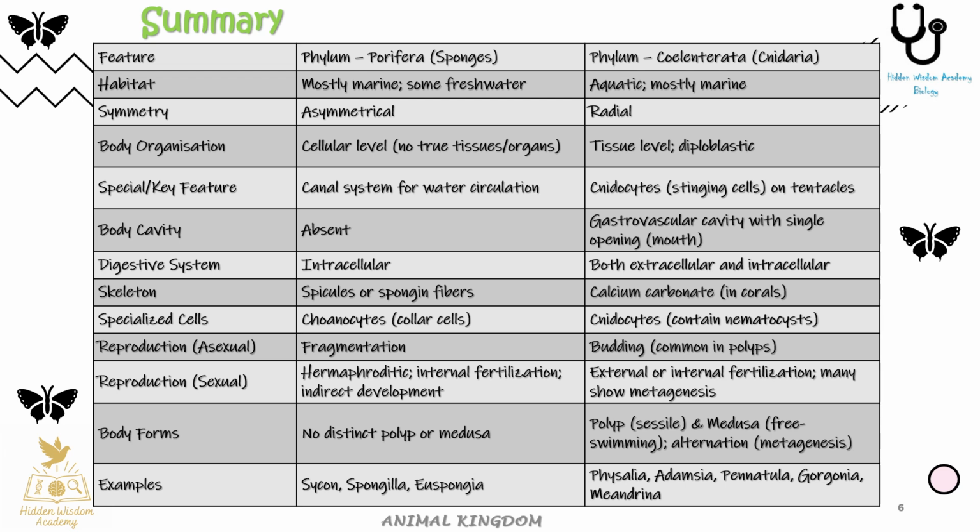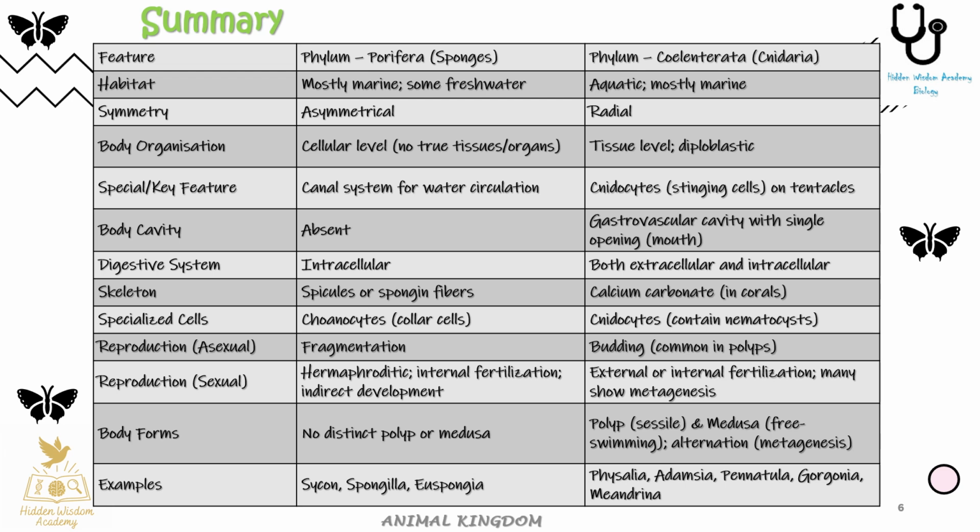Sponges reproduce asexually through fragmentation, while sexual reproduction is hermaphroditic, with internal fertilization and indirect development. They do not exhibit distinct polyp or medusiforms. Examples of Porifera include Scypha, Spongilla, and Euspongia.